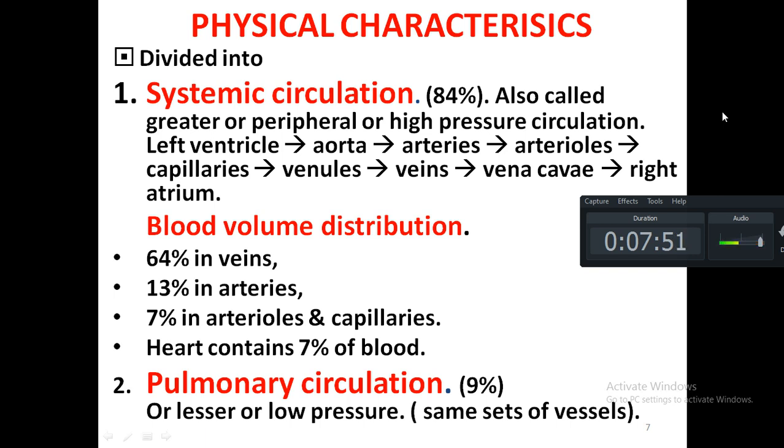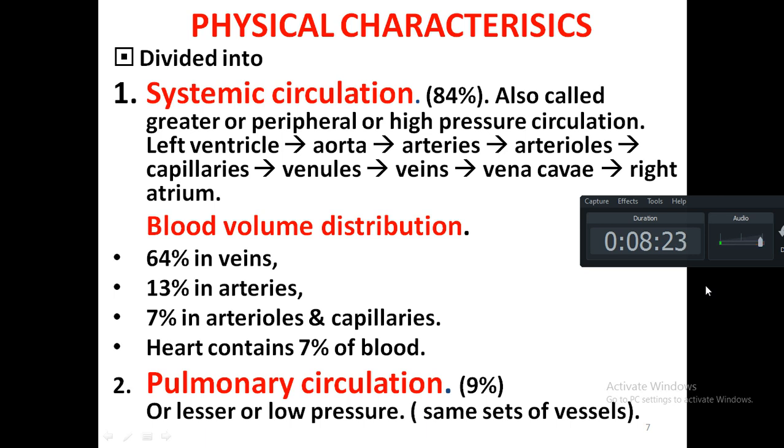Now the volume of blood distribution is very interesting because 64% of the total blood is present in the veins. That means about 2/3 of the blood is present at any time in the veins. So veins will act as a major reservoir of the blood. 13% of blood is present in the arteries. 7% of the blood is present in the arterioles and the capillaries, and about 7% of the blood is present in the heart at any given time.